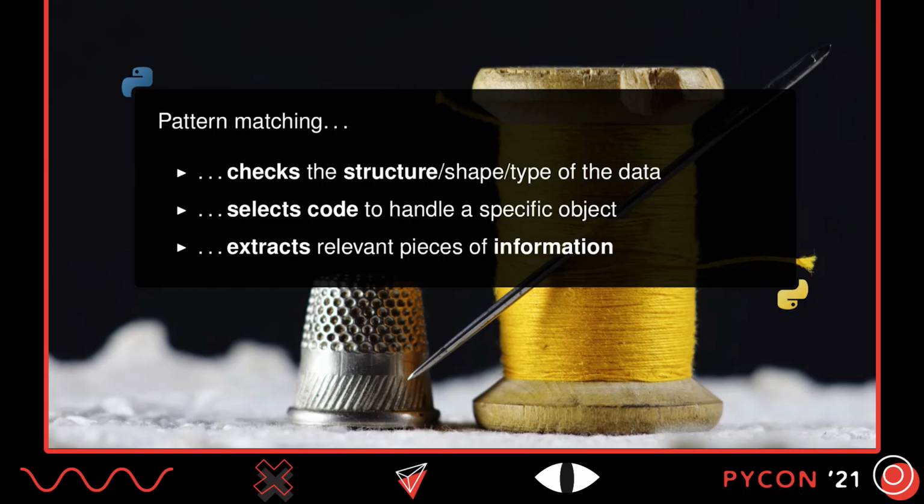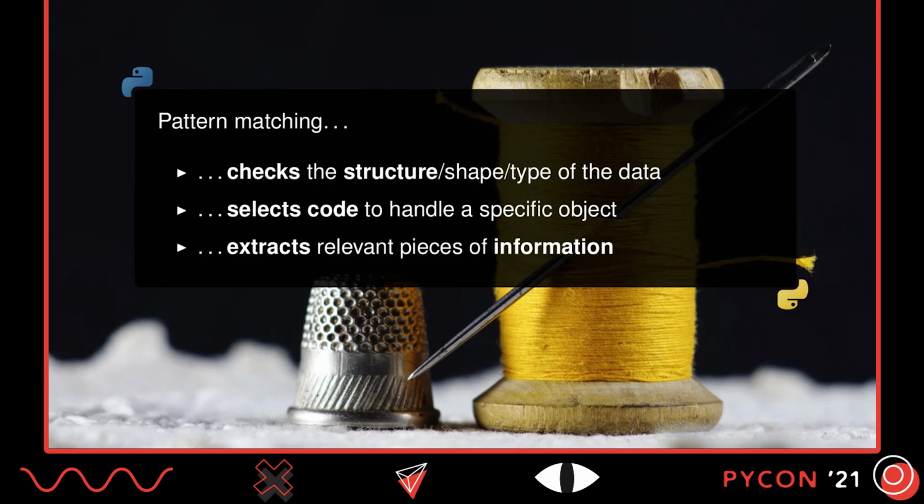It first checks the structure, the type or shape or whatever you want to name it, of the data that you feed in, of your object, parameter, variable or whatever. It then selects code based on this shape or type of your object, of your data. Say you want to run code if your object is an integer, and that might be different from the code that you want to run if you have a string or a tuple or a list or an object anyways.